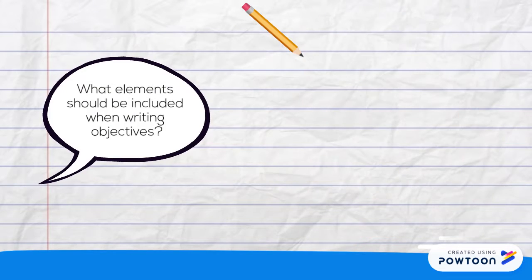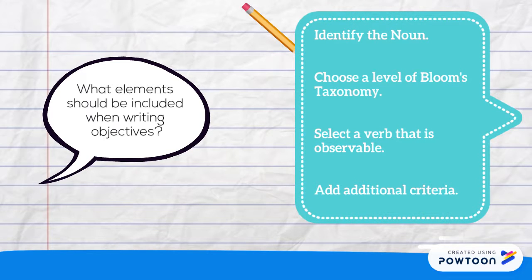The noun would be your target audience, for example, student. Bloom's taxonomy we'll discuss a little bit more in depth later on. The verb is an action that you can observe, and additional criteria is anything else you might need to include.